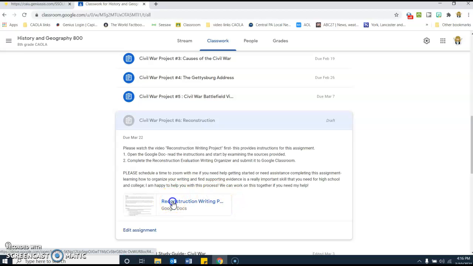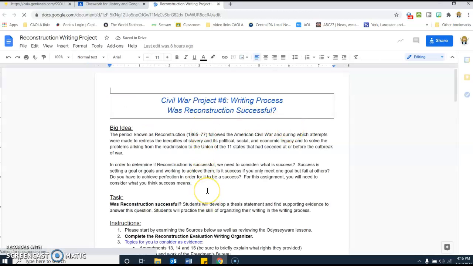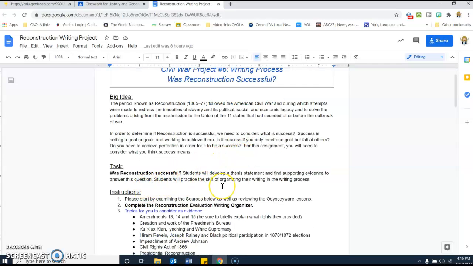So you're going to click here on this Google Doc. It'll open your own copy of it up. Here's your big idea. There's Reconstruction. Here's our question. Was it successful? And if you came to my Zoom lesson, this is one of the things we talked a little bit about in our Zoom lesson. So your task is to work on developing a thesis statement and finding evidence to answer the question about whether or not it was successful. We are going to use this as a way to practice our skill of organizing your writing and the writing process and the importance of that as we move forward.